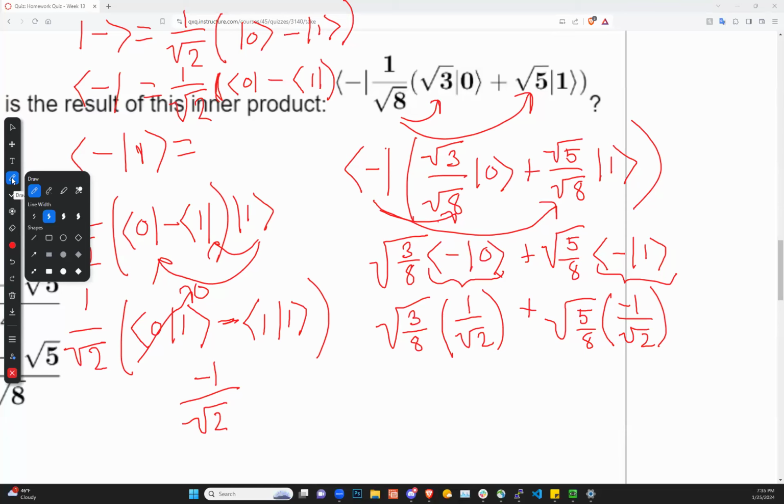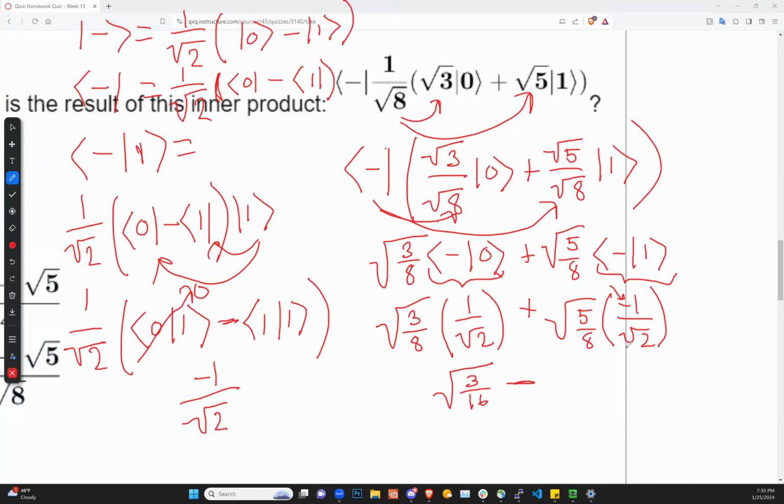So we have here the square root of 3/8 times 1 over the square root of 2. Since this is in the denominator, we can just multiply these two, and we end up with the square root of 3 over 16. So I just multiplied 8 by 2 since they're both in the square root. And I could do the exact same thing over here. I'm going to put a minus sign so I don't have to worry about this minus sign here, but I do the same thing. There's a square root of 8 in the denominator here, and a square root of 2 in the denominator here. So I'll end up with 5 over 16 inside the square root.